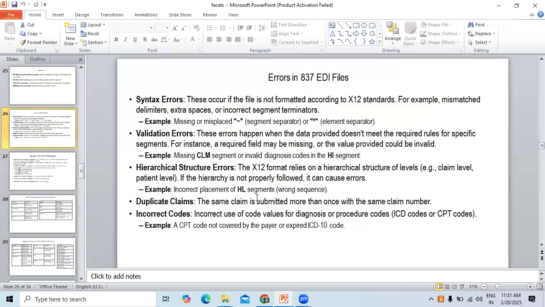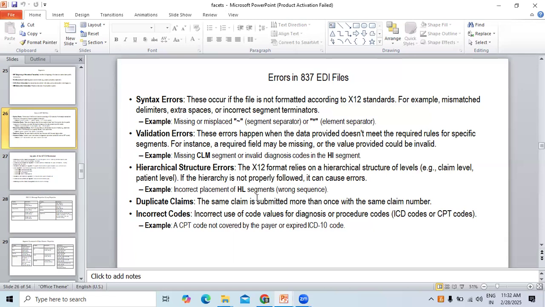Next, incorrect segments. Segment means which segment it belongs to. Depending on the type of claim that we process, there are different segments we have. So if there is any incorrection at the segment level that we have given, all these things come under syntax errors. This is point number one. Point number two, validation errors.